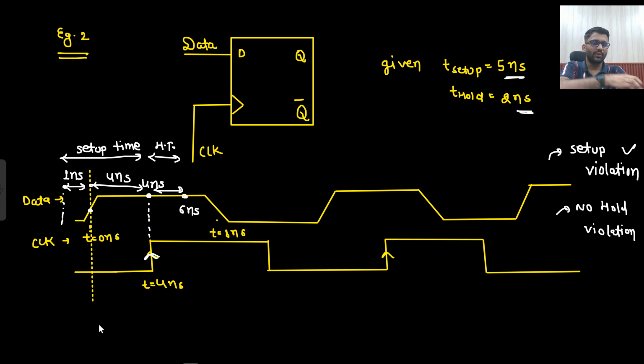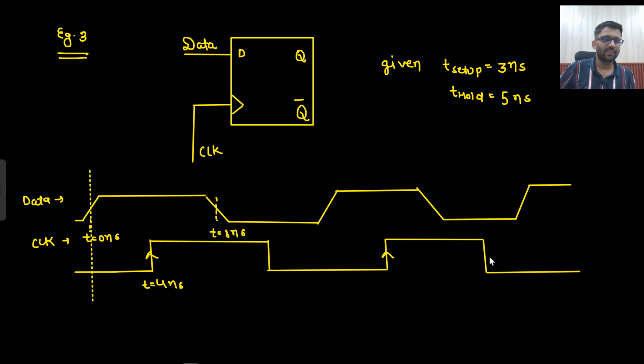So you don't know what the output will be. It was supposed to sample this one, but it will not be perfectly sampled because there is a setup violation. So in your digital circuit, you need to avoid these violations. How will you avoid it? That we will study, but first we are looking at the concept: what do you mean by setup time, hold time, and why there is a violation.